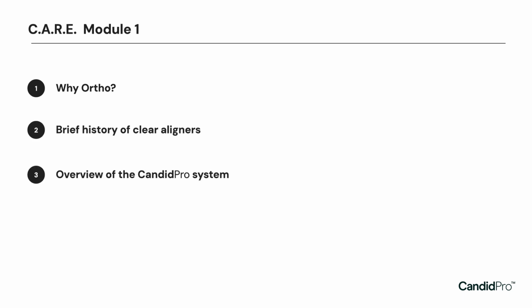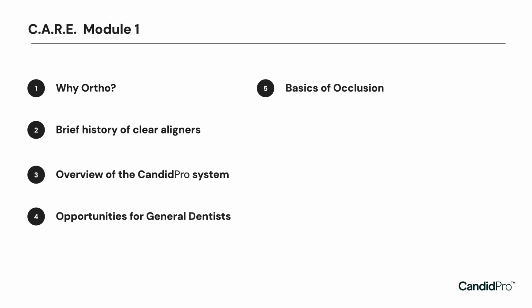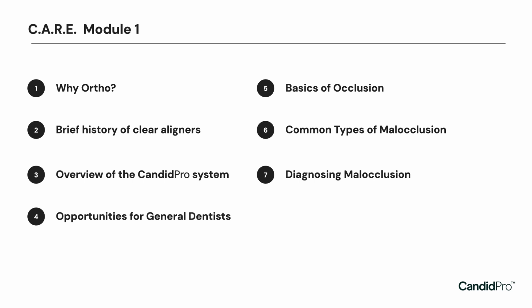We're going to have really 8 different parts to this, which is why ortho, a brief history of clear aligners themselves. We're going to talk about an overview of the Candid Pro clear aligner system, what opportunities exist for dentists and general dentists in particular. Talk a little bit about the basics of occlusion so you can understand how teeth should fit and match and how they should work together. And then we'll talk about common types of malocclusion, bad bites, as we like to call them, how to diagnose those bad bites, and then we'll wrap up with a little bit of case selection. Take a peek at that.